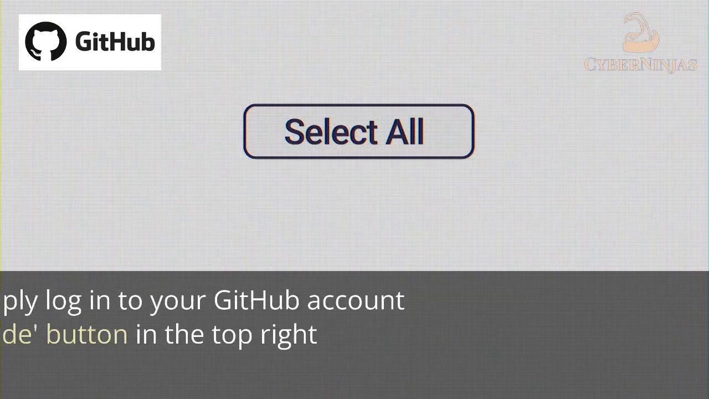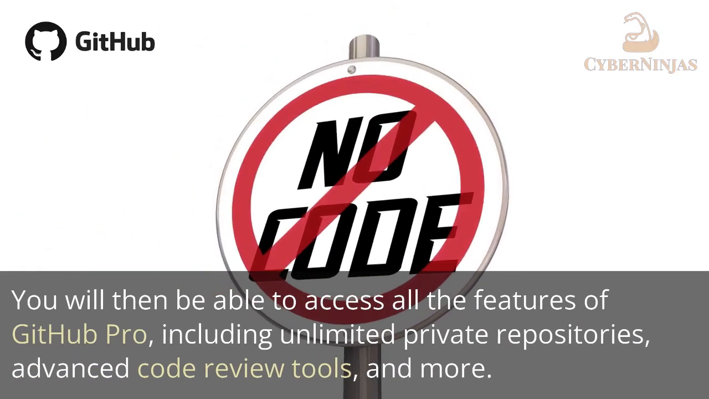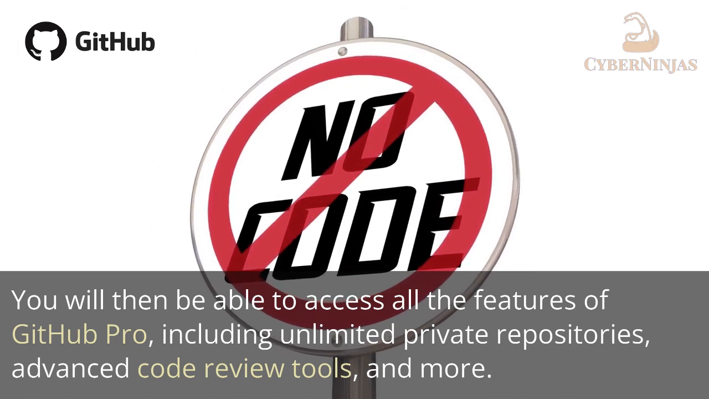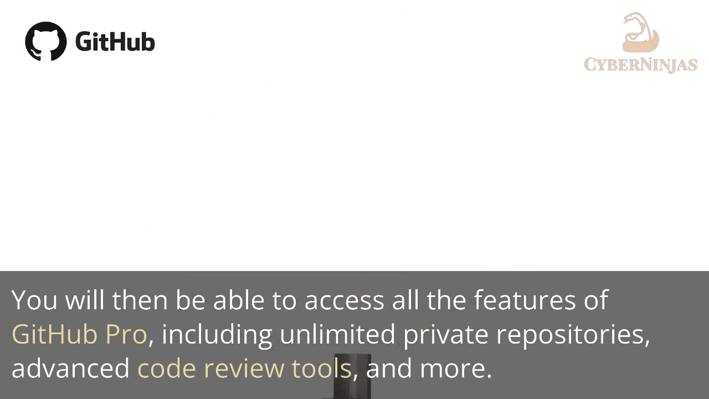Step 3. To use GitHub Pro, simply log into your GitHub account and click on the Upgrade button in the top right corner. You will then be able to access all the features of GitHub Pro, including unlimited private repositories, advanced code review tools, and more.